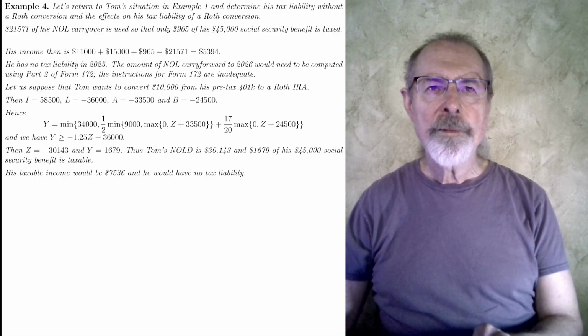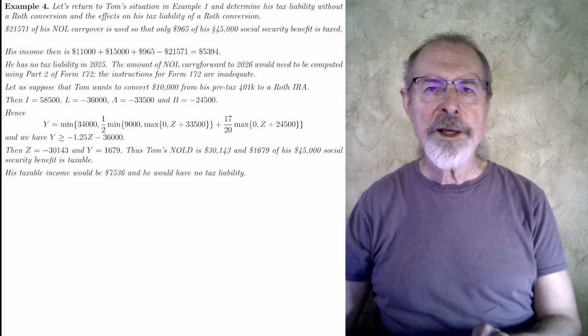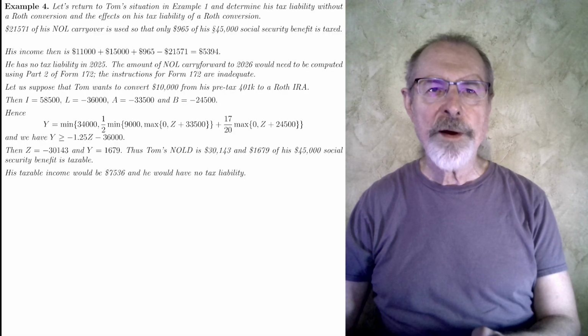So without doing a Roth conversion, his income was $5,394. His standard deduction will easily wipe that out, and he'll have no tax liability for 2025. But suppose he wanted to make an additional $10,000 Roth conversion. That would raise his modified adjusted income from $48,500 to $58,500, which would change L and A and B.